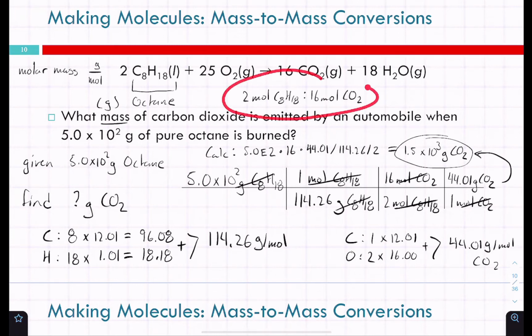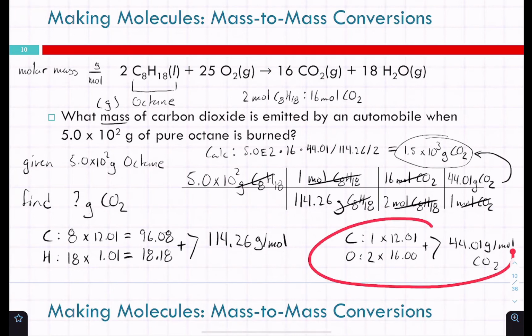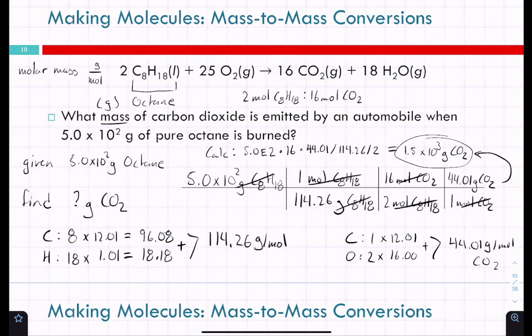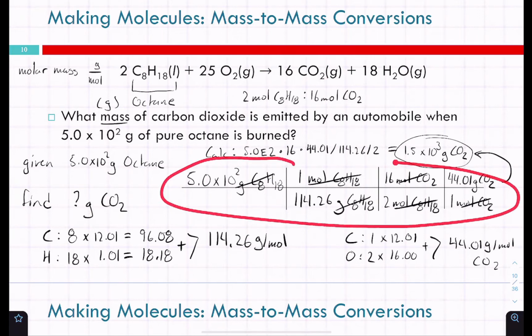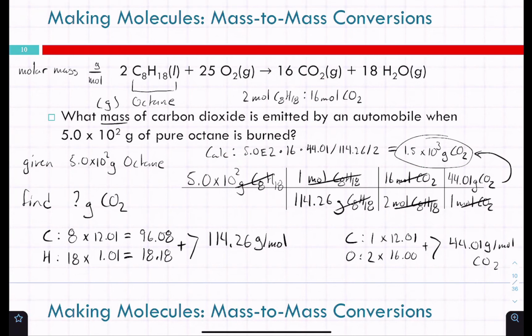Up here then, we found the ratio using the balanced chemical equation to get from moles of A to moles of B. In this case, octane to CO2. And then this last part was just calculating the conversion factor from moles of B, or CO2, to grams of B, CO2. And then we're plugging all of that into this large equation. So there's little pieces that aren't super hard to find.